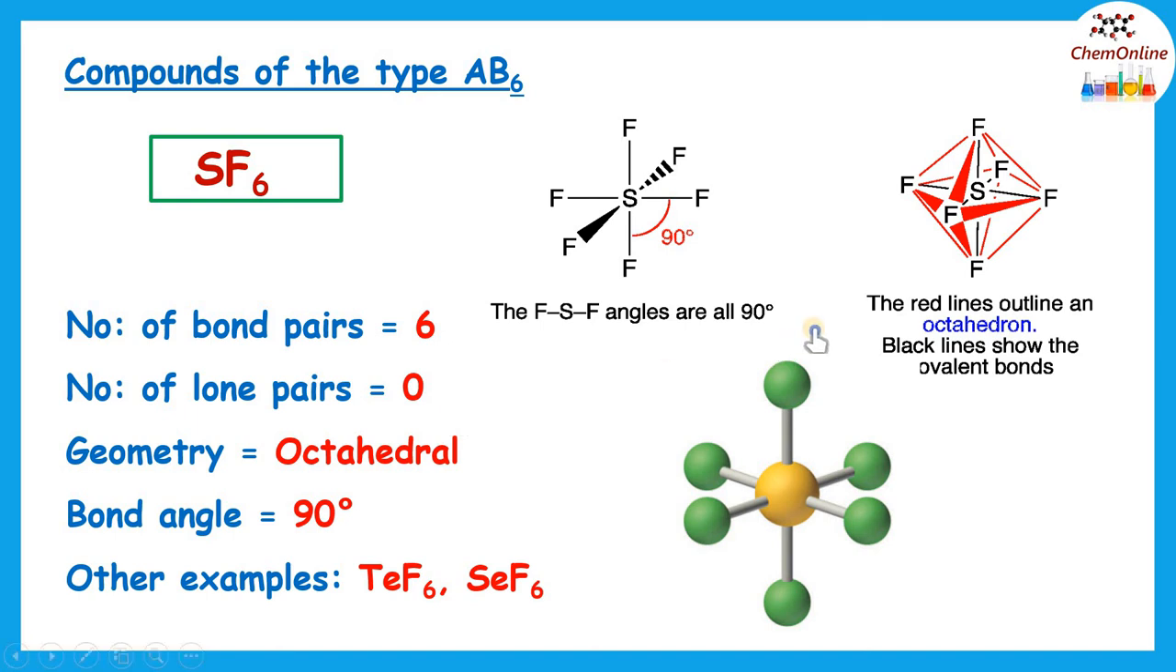The preferred geometry in such a case will be octahedral. The bond angle is 90 degree. Tellurium fluoride, TeF6, selenium fluoride, SeF6, etc. are examples of species which show octahedral geometry.